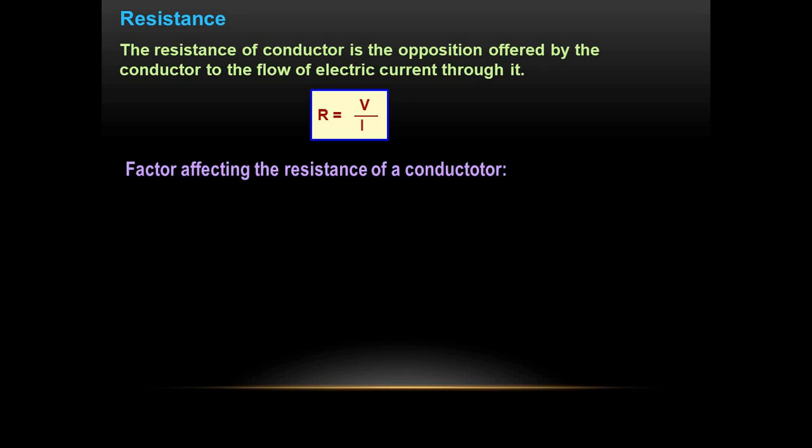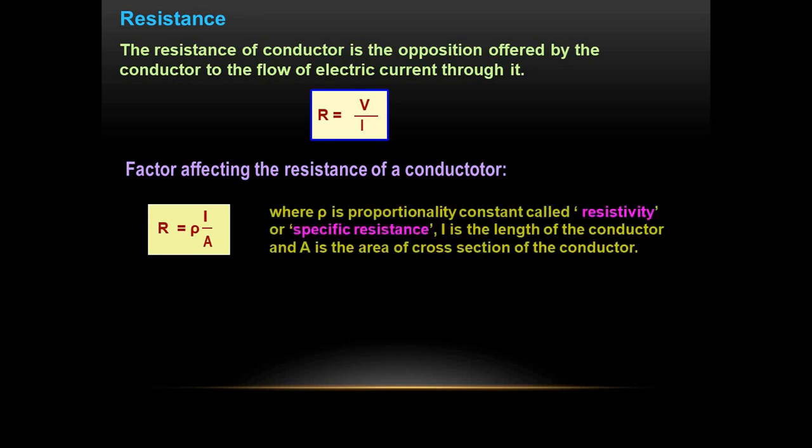And there are some factors on which the resistance of the conductor may depend, like the length, the area, and temperature. So here, if you maintain the temperature constant, then we get R is directly proportional to length and inversely proportional to the cross-sectional area, and here rho represents the resistivity of the conductor. It is also called the specific resistance.